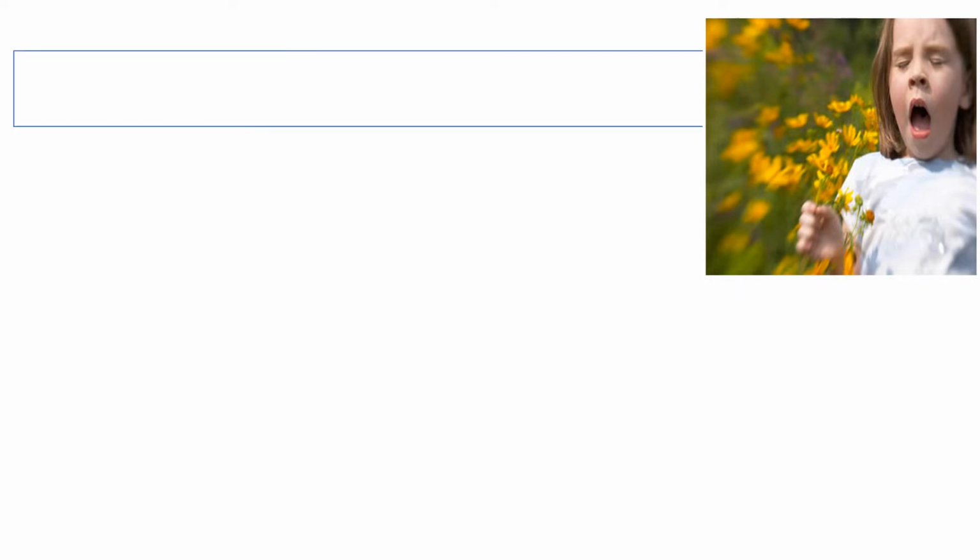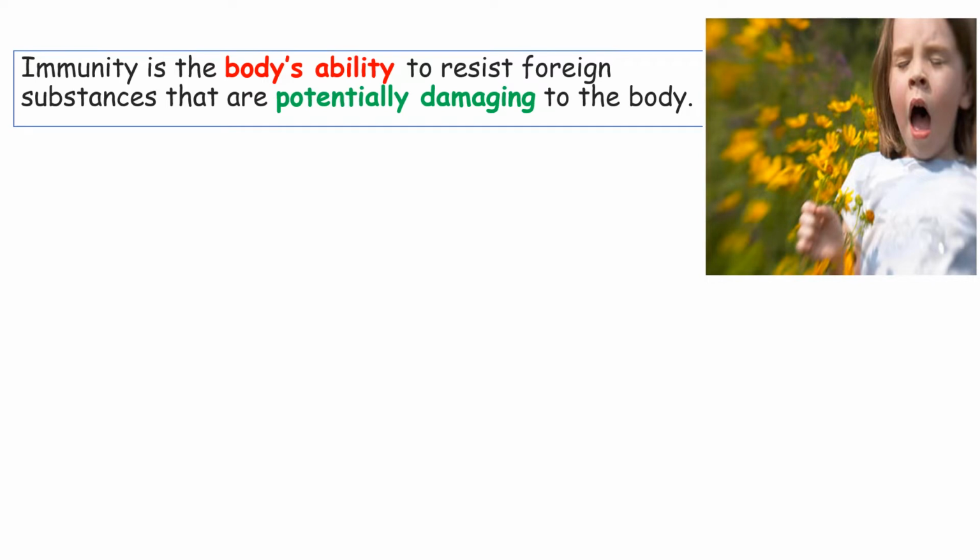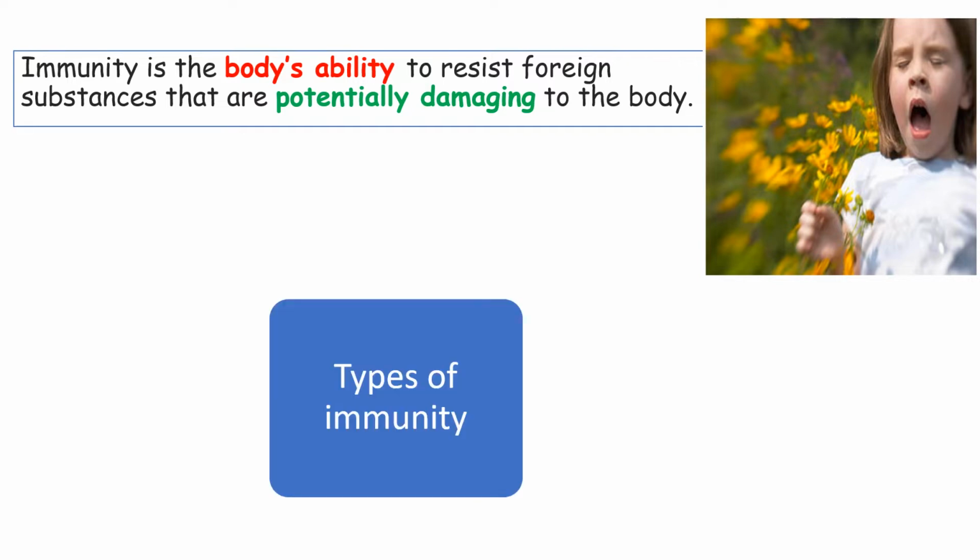We live in a hostile environment where we are surrounded by potentially dangerous bacteria, viruses, and parasites which may gain entry into our body, maybe in the air we breathe in or the water we drink. Yet, the body has an ability to resist these foreign substances that are potentially damaging to the body by the mechanism of immunity. So this immunity can be divided into two main types.